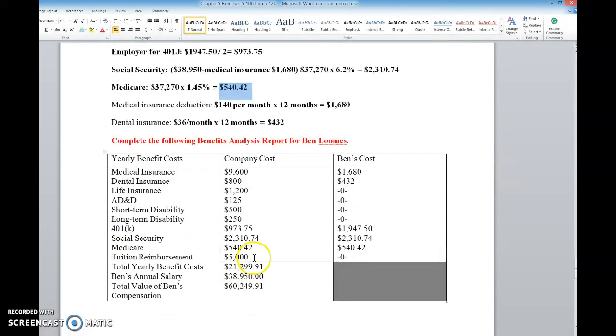The other thing that they give us is that the employer pays for tuition reimbursement. So the total yearly benefit cost for the company is $21,299.91 for Ben. Ben's annual salary is $38,950. So Ben's total value in the company's compensation is $60,249.91.